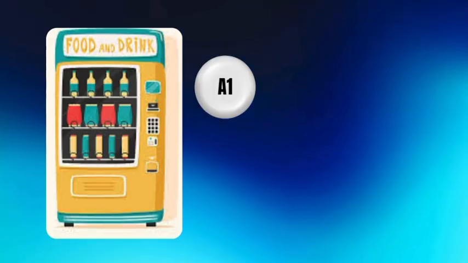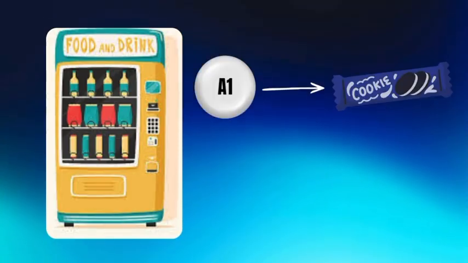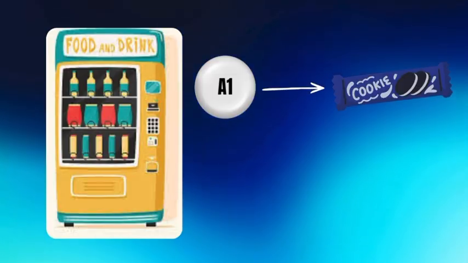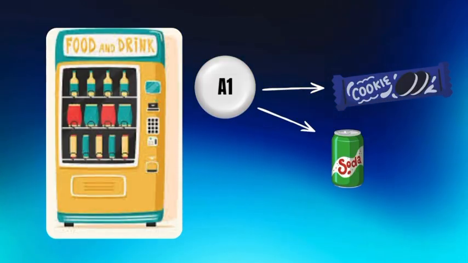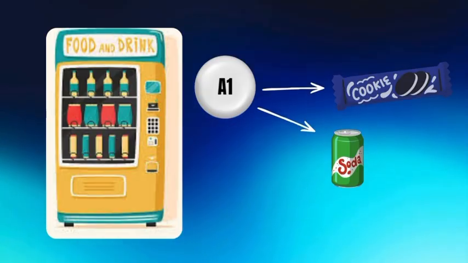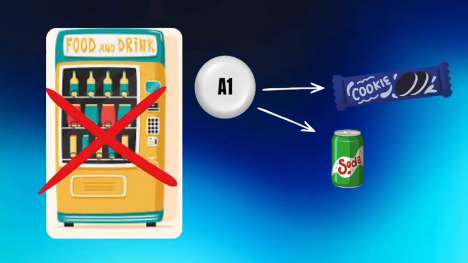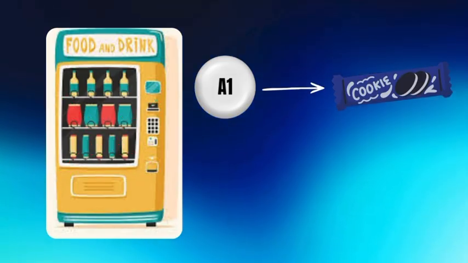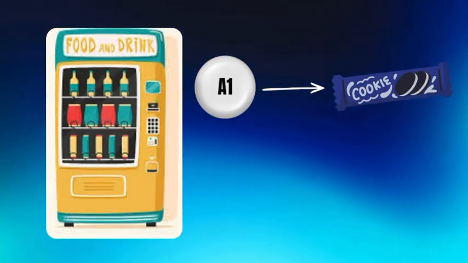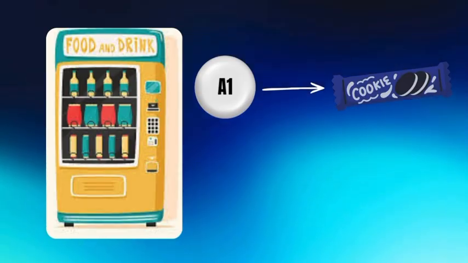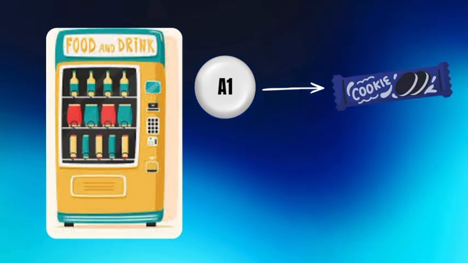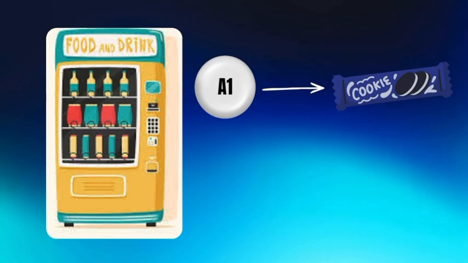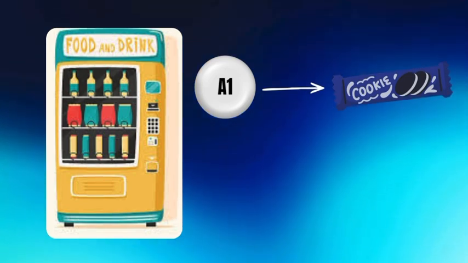Imagine a vending machine. You press a button, let's say button A1, and you expect a specific snack. If button A1 gave you a chocolate bar sometimes and soda other times, that machine would be broken. This leads us to the definition of a function. A function is a special type of relation where each input has exactly one output. Just like that vending machine, one button has one specific result.